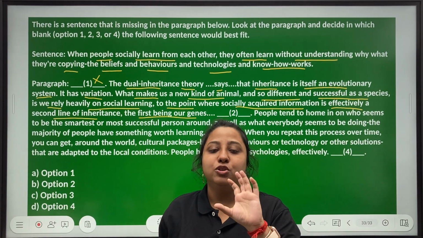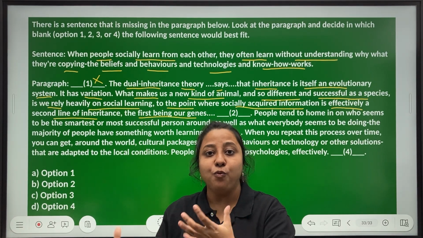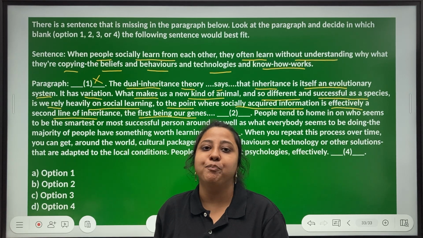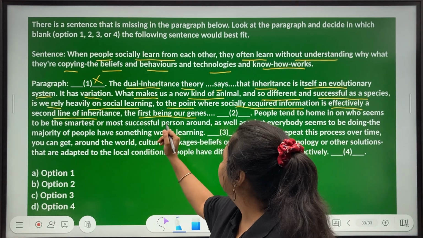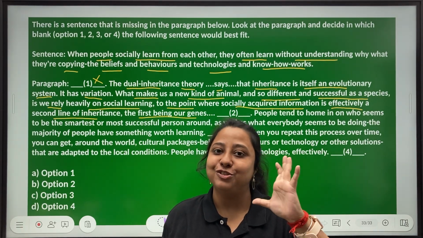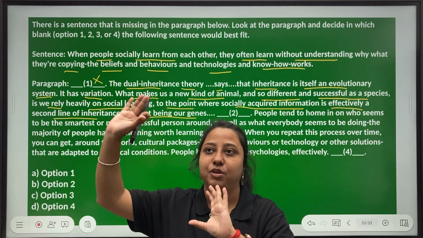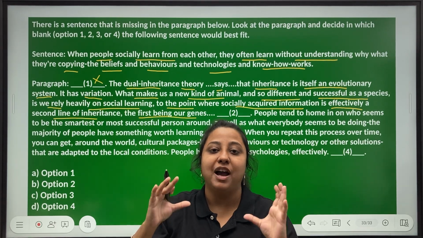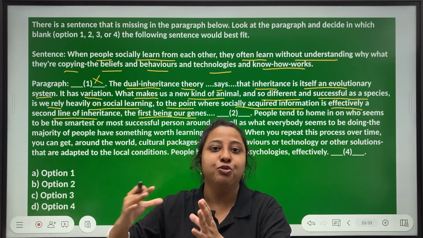और दूसरी चीज़ जो हम सोशली लर्न करते हैं, वो हमारे इनहेरिटेंस का एक इम्पॉर्टेंट पार्ट बन जाता है. It becomes the second line of inheritance. करेक्ट. तो एक चीज ऐसी होती है जीन्स, जो आप अपने पेरेंट्स से, अपने फोरफादर्स से कैरी करते हो, which is biologically transferred information through your DNA.